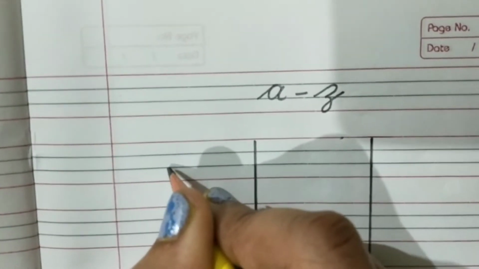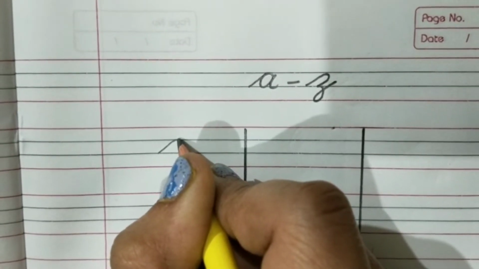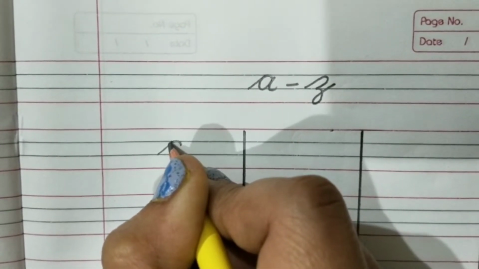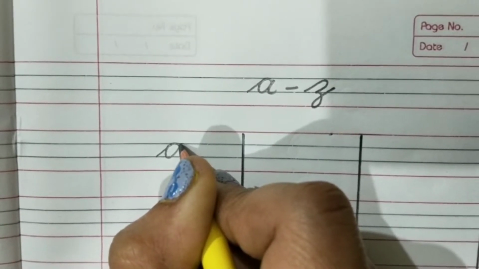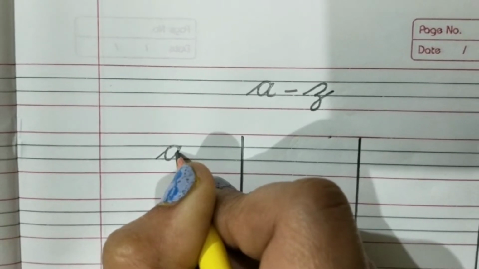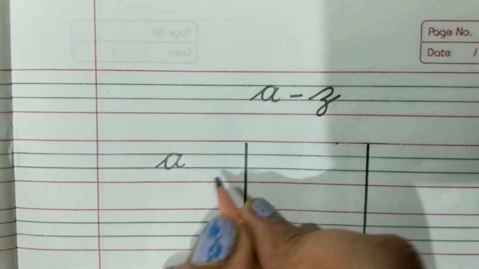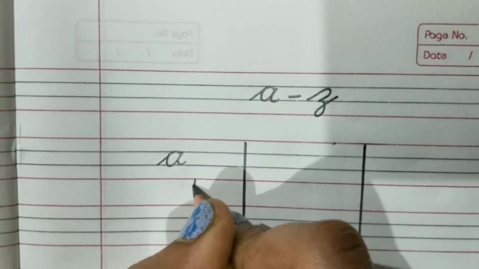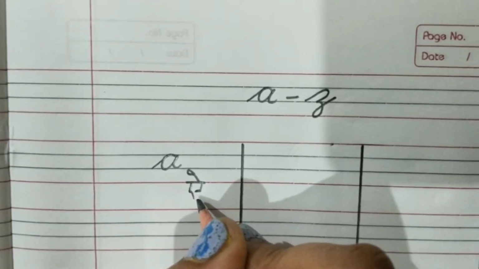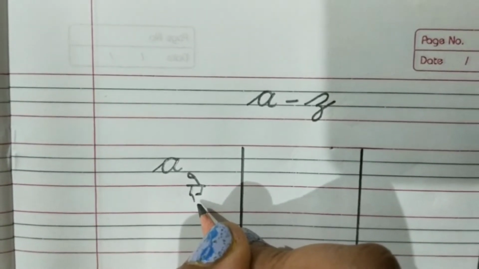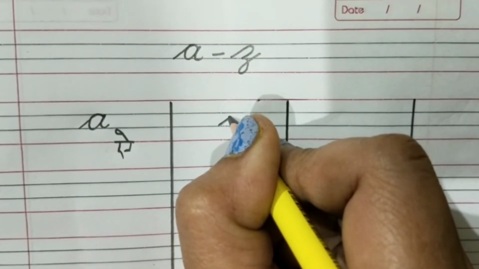So look here how to write it. First make a slant line, a little bit down, go back, touch the upward black line, then make a tail like this. A says A. A apple, A aeroplane, A axe. After A, come to the next letter B.